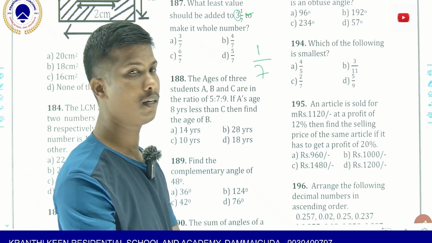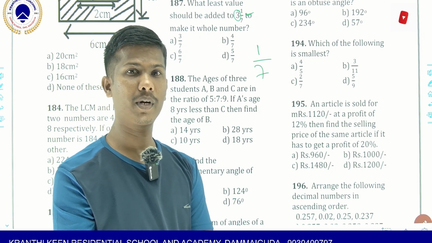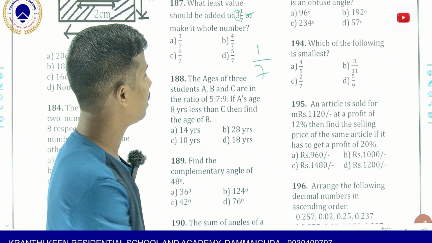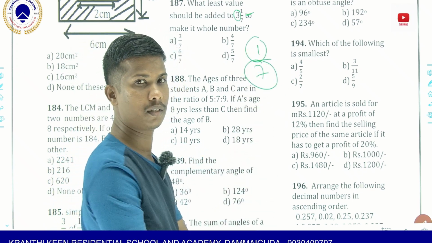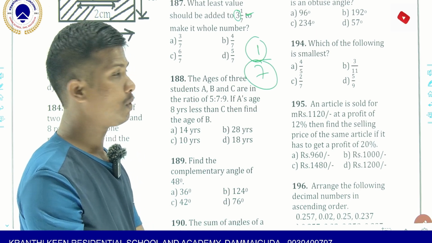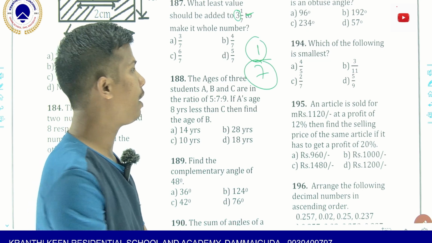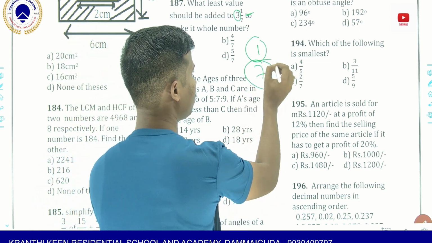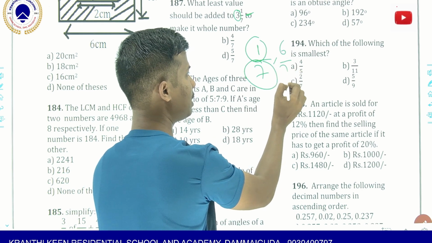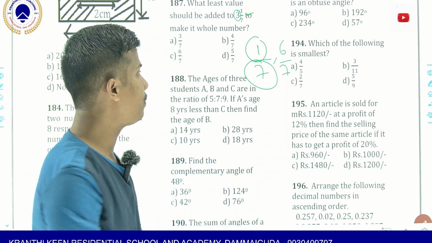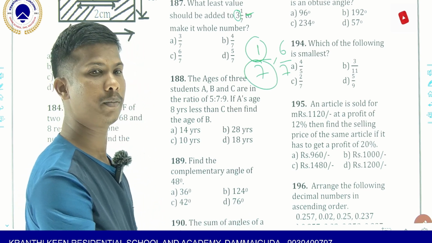He has divided some portion, or whatever it may be, some material or some class, into 7 parts and he has taken one part. To make it a whole, how many parts are remaining? 6 parts are remaining. He has taken one, and the remaining part is 6 by 7. If you add the 6 by 7 to this 1 by 7, it becomes one whole. That means it becomes 1.